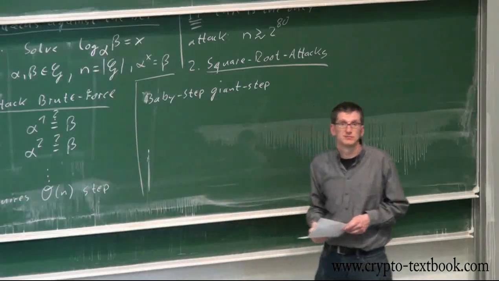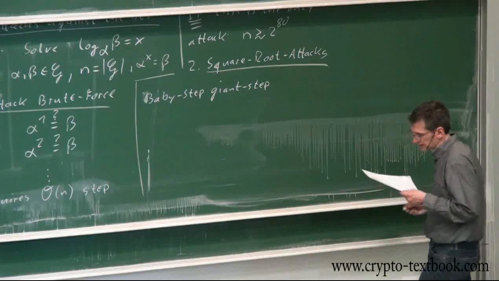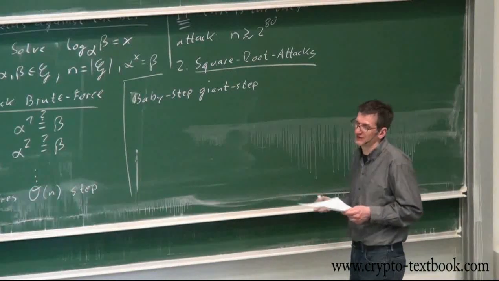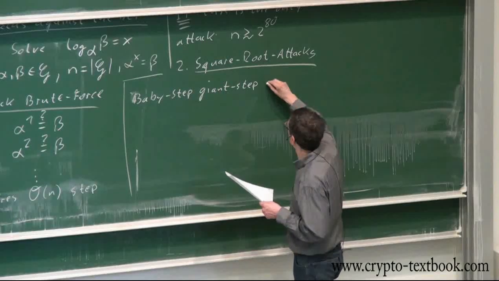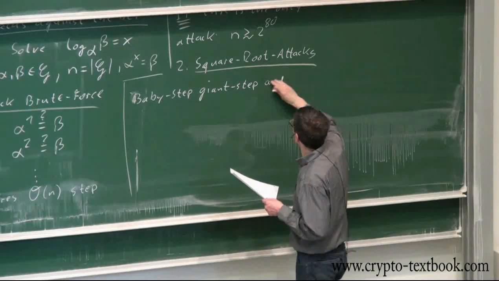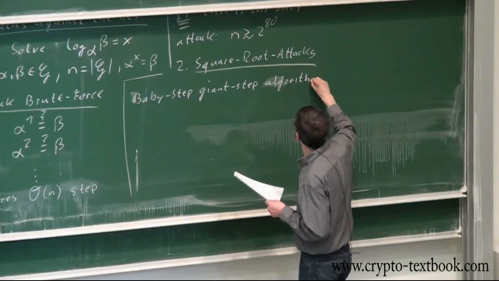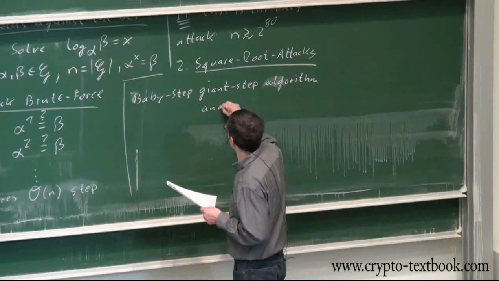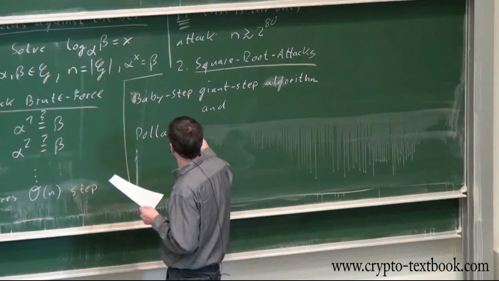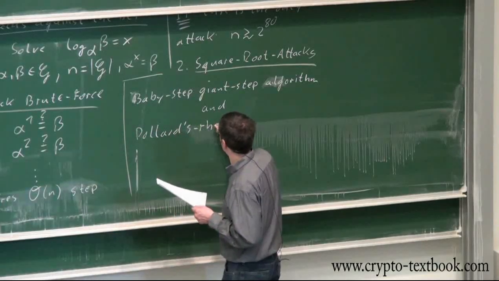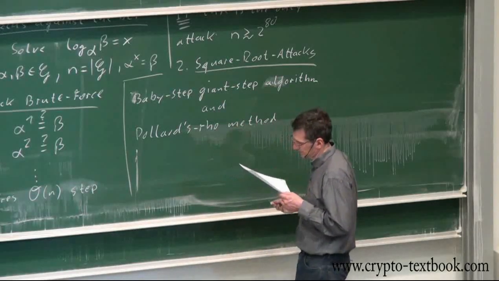Giant step, auf Deutsch, Babyschritt, Riesenschritt: baby step, giant step. There's also another name which is not as nice. Baby step, giant step algorithm, and Pollard's rho method. So there are two attacks.